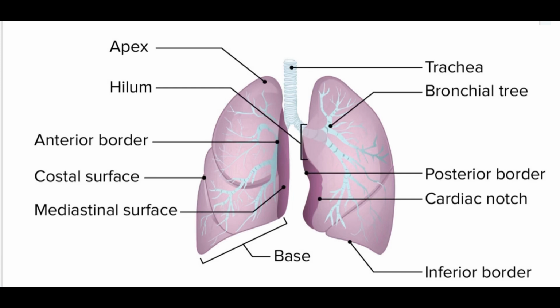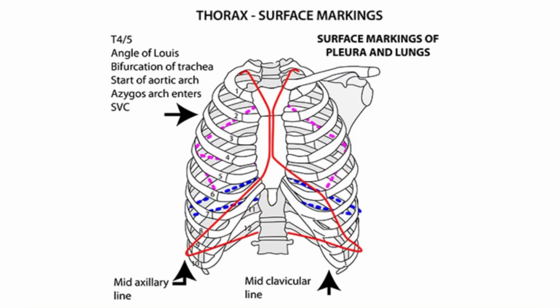So talking about the surface markings of the lungs, we are going to be using this diagram to explain it. Now you have a red dotted line, a purple dotted line and a blue dotted line. So the purple dotted line represents the features of the lungs, and we are going to be using the features of the lungs to explain the surface markings of the lung. The red dotted line represents the pleura, while the blue dotted line represents the lungs.